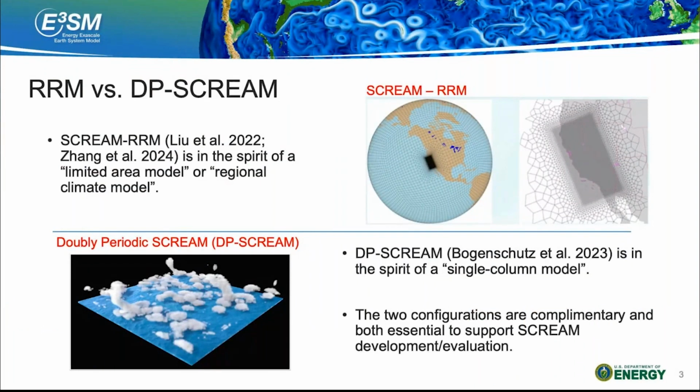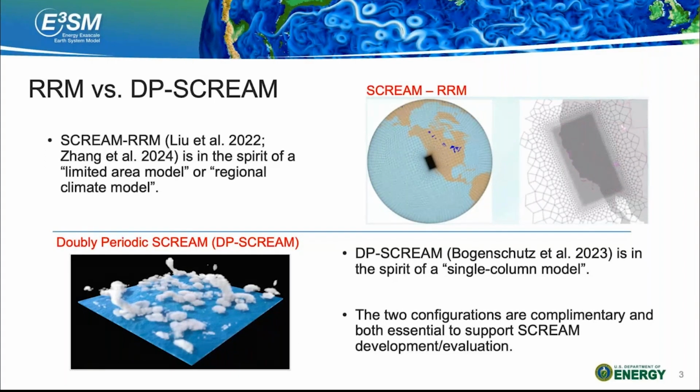The first is the regionally refined, or RRM configuration, of which the functionality was largely inherited from E3SM. In Scream RRM, a small portion of the globe has convective permitting resolution, while the rest of the globe has resolution typical of GCM. I will speak to this configuration in the second half of the talk, but in short, you can think of Scream RRM configuration as being a proxy for a limited area model or a high-resolution regional climate model.